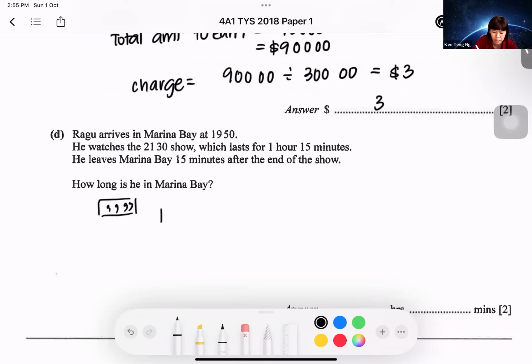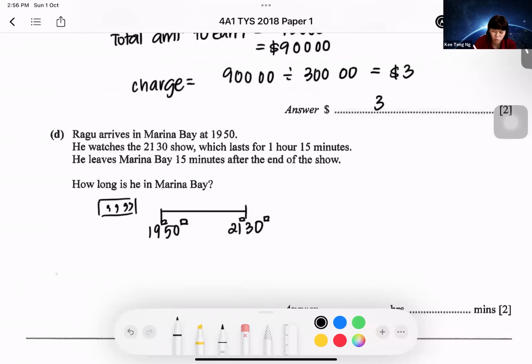Okay, it got so long. Let me start with a timeline. 1950, he watched the show at 2130. So let me subtract this. 21 hours, 30 minutes minus 19 hours, 50 minutes.